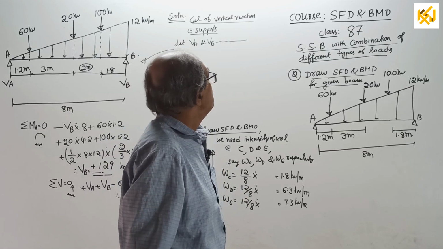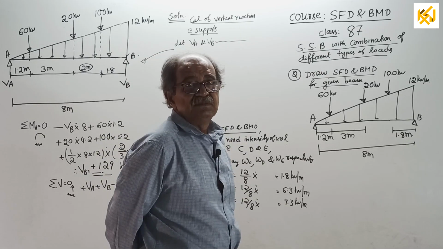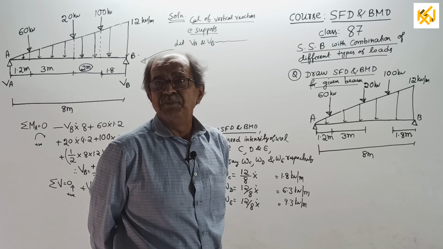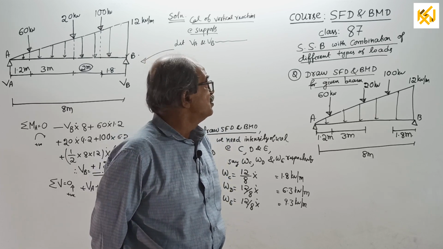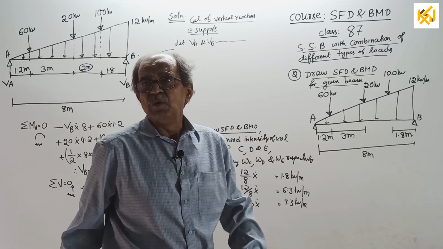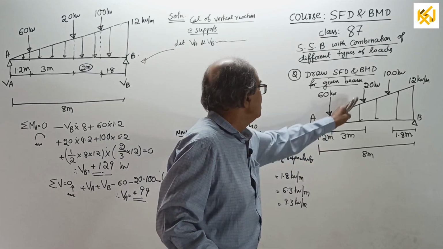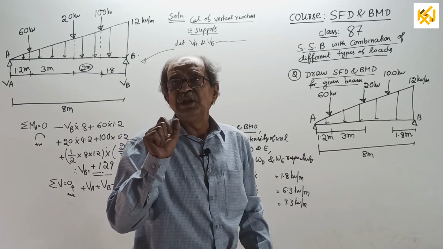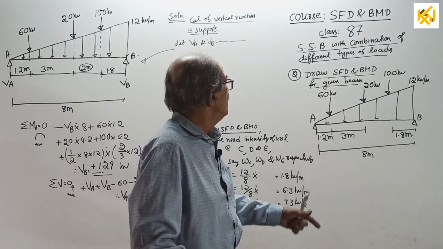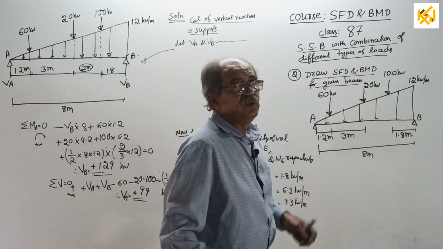Welcome to class number 87, simply supported beams with combination of loads. In the last question, there was a UVL which was partially running, a partial UDL and a point load. This time, full UVL and 3 point loads.